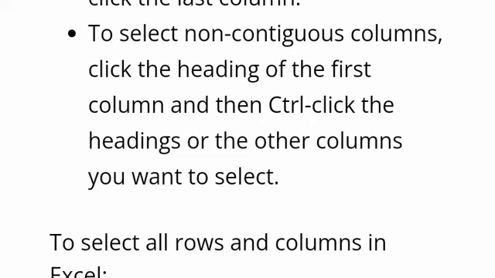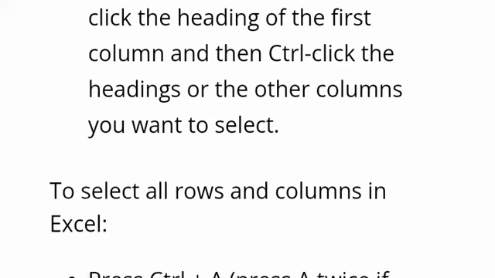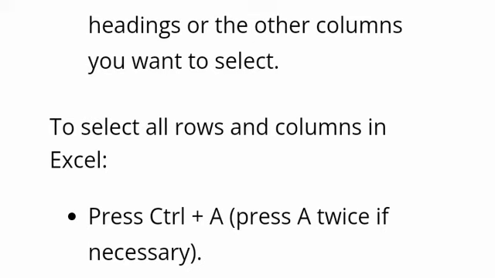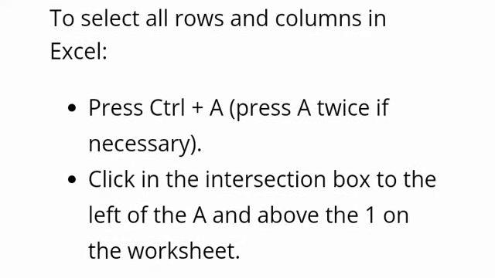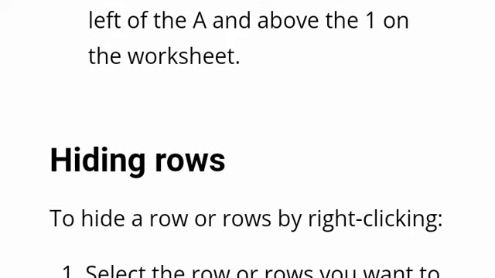To select all rows and columns in Excel, press Ctrl plus A. Press it twice if necessary. Or click the intersection box to the left of A and above 1 on the worksheet. Hiding rows.